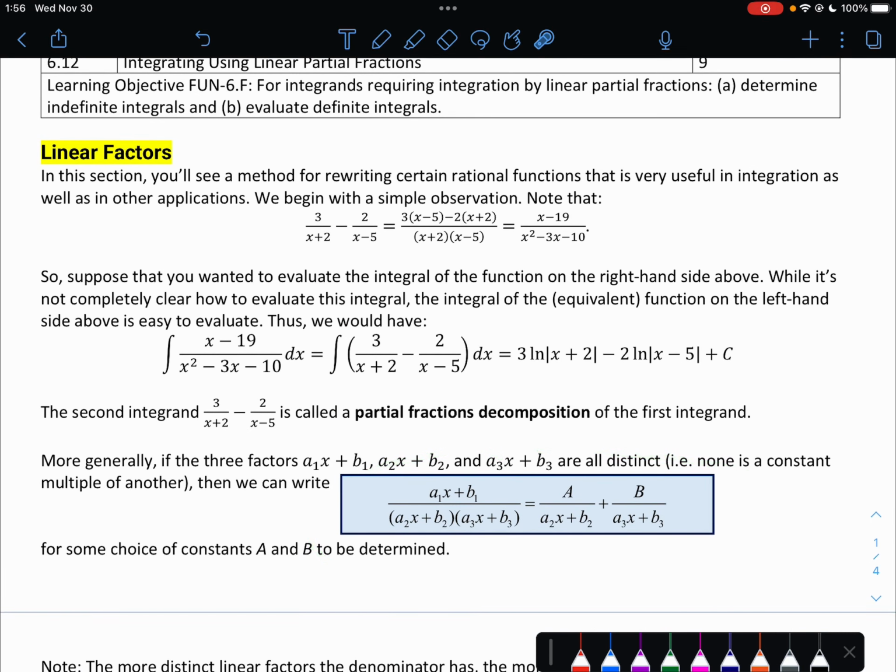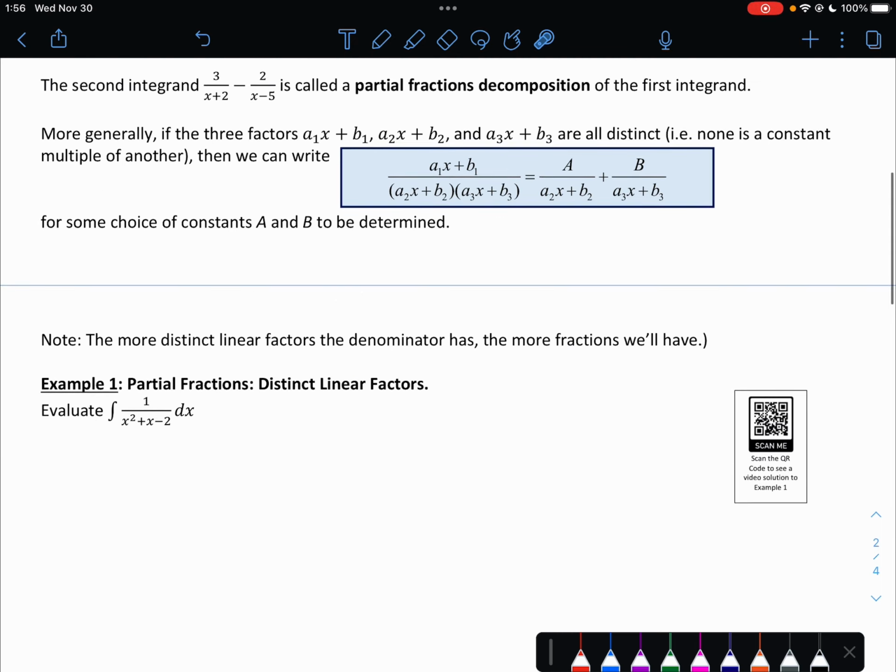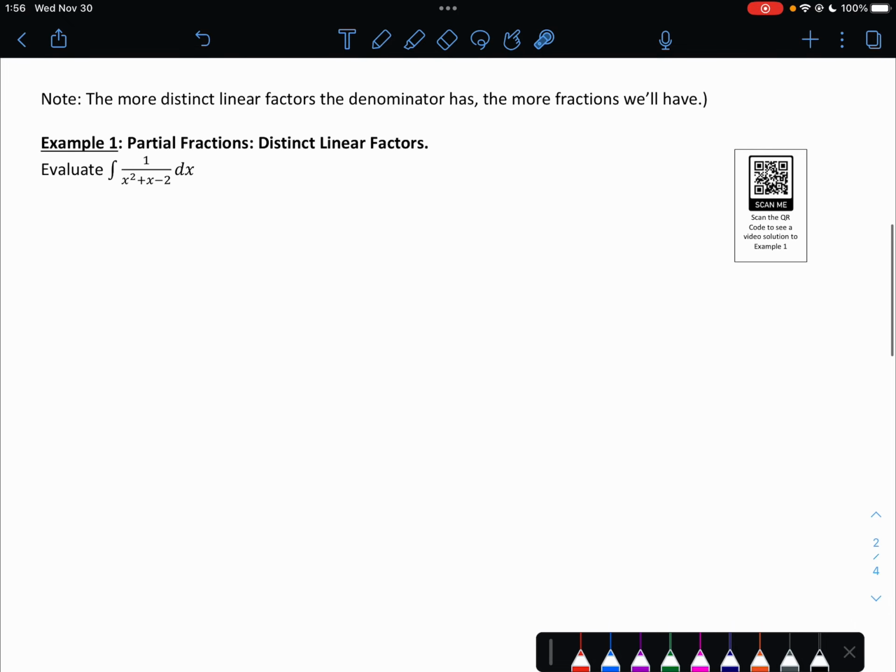And if you remember from your pre-calculus stage, you probably did partial fraction decomposition with linear factors, repeated linear factors, quadratic factors, and repeated quadratic factors. We're not doing much of that. All we're going to be doing is distinct linear factors, because that's all that will be tested on in Calculus BC. So let's look at our first problem here. Quick note, the more distinct linear factors the denominator has, the more fractions we'll have.